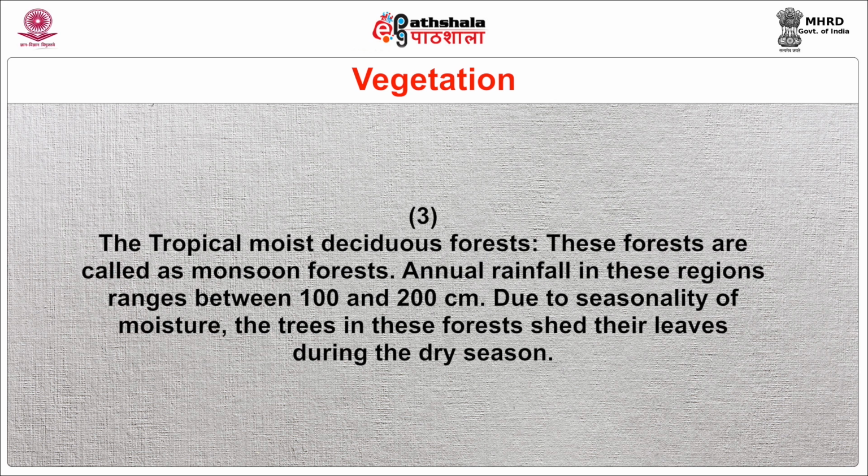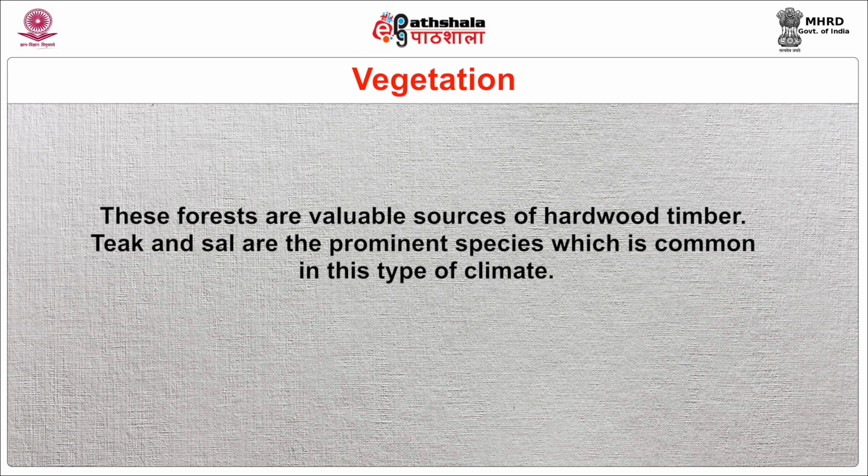The third type is the tropical moist deciduous forest. These forests are called the monsoon forest. Annual rainfall in these regions ranges between 100 and 200 centimeters. Due to seasonality of moisture, the trees in these forests shed their leaves during the dry season. These forests are a valuable source of hardwood timber. Teak and sal are the prominent species common in this type of climate.